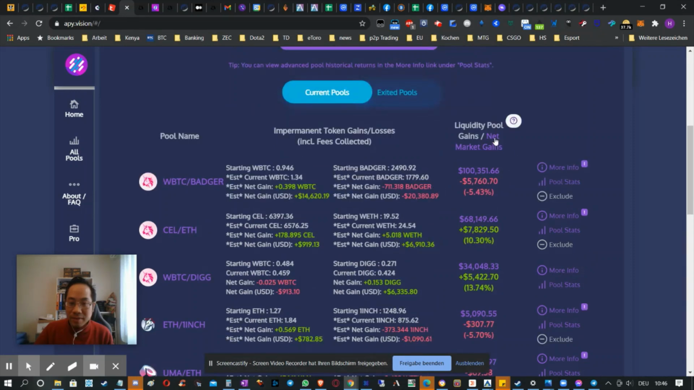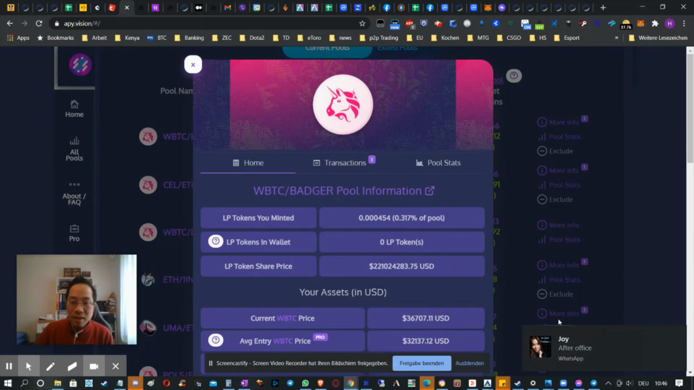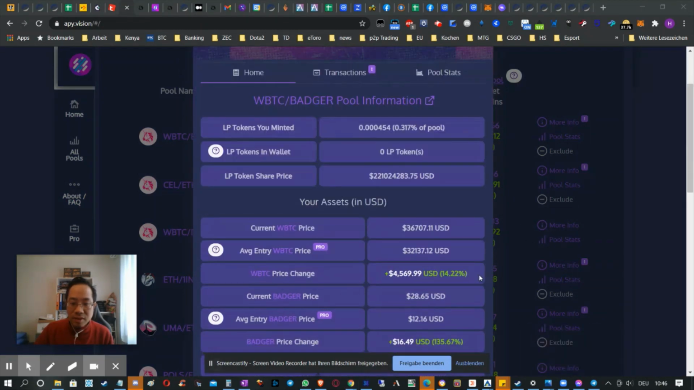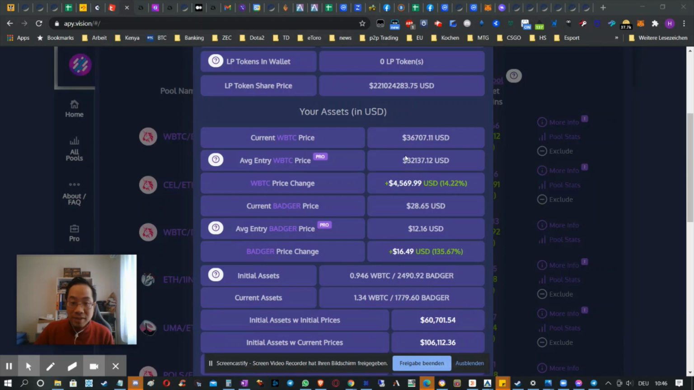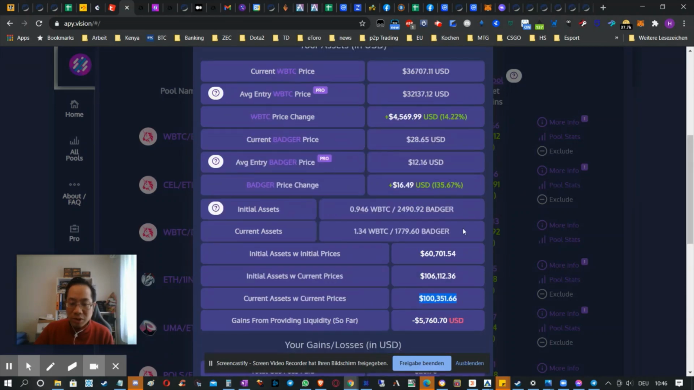Okay, so right now we want to see what has happened. I have here $100,000. I have a smaller, let's say, liquidity negative, but I have a lot of market gains. I actually started in Badger wBTC at a lower level. Let me show you. I started with investing, here, $60,000. Initial was $60,000, so right now I have $100,000 here, which is pretty good.